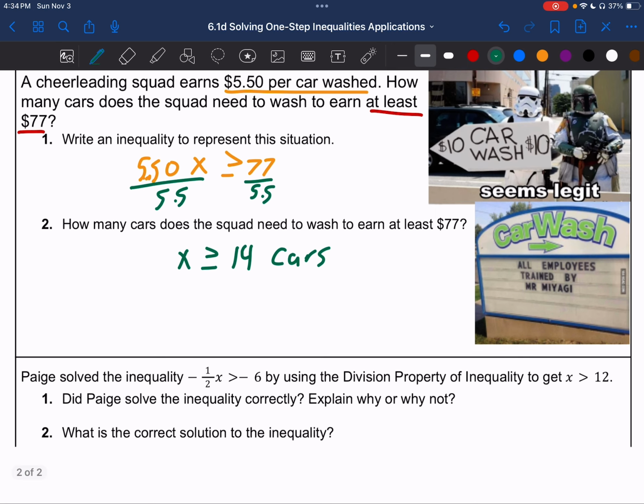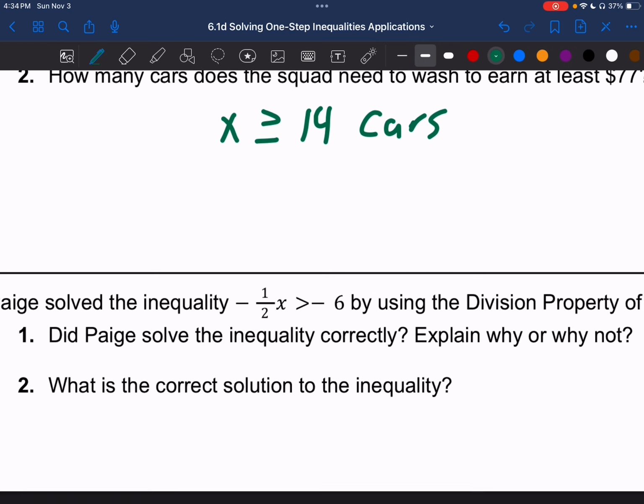And now we have a kind of a check-your-work problem. Paige solved the inequality negative 1/2 X is greater than negative 6 by using the division property of inequality to get X is greater than 12. Did Paige solve the inequality correctly? Why or why not? And then what is the correct solution of the inequality? Well, that second part kind of gives away the first part. No, she did not.